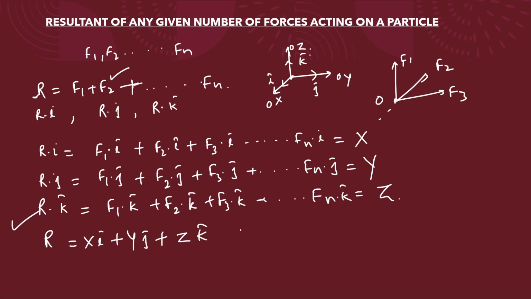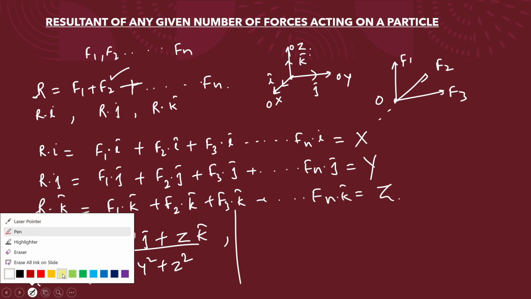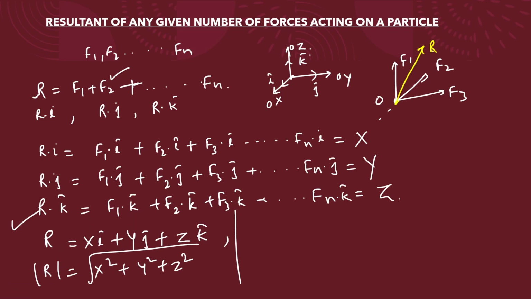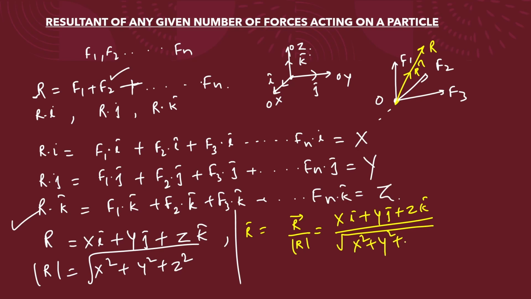Okay, so we have R equal to X i cap plus Y j cap plus Z k cap. The magnitude of the resultant is equal to the square root of X square plus Y square plus Z square. Let us consider the direction of the resultant like this. The unit vector along the resultant will be r cap. So r cap is equal to the r vector upon the magnitude of that vector, r mod, which is X i cap plus Y j cap plus Z k cap upon the square root of X square plus Y square plus Z square.